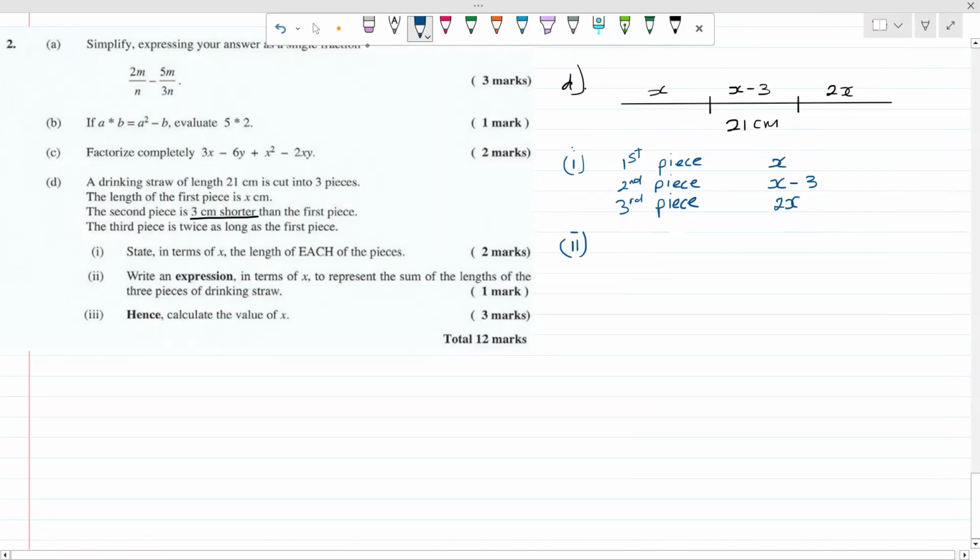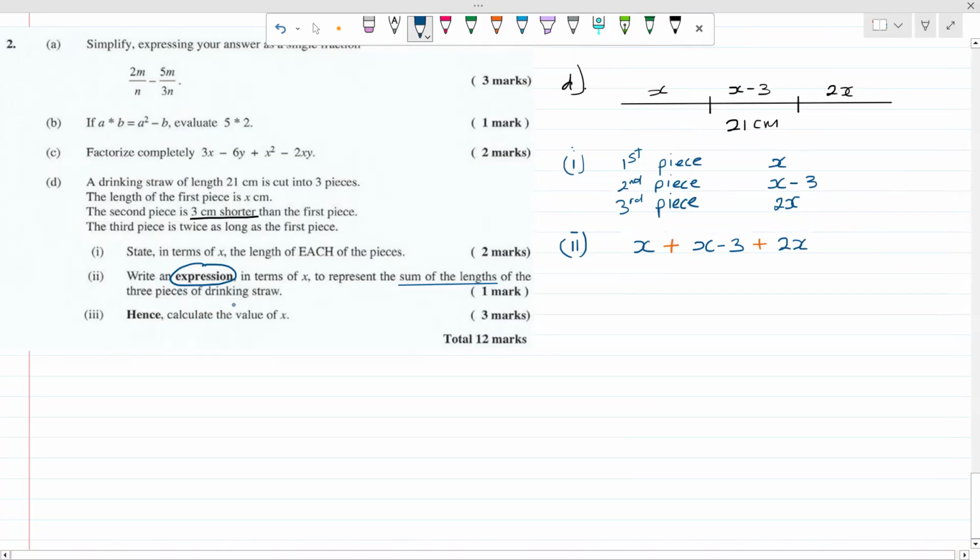Now, writing an expression in terms of x. Does an expression have equal signs? No. No equal signs. To represent the sum of the lengths, so we take each of these, and sum means to add. See what we're doing here? That is representing the sum of the 3 pieces of drinking straw.